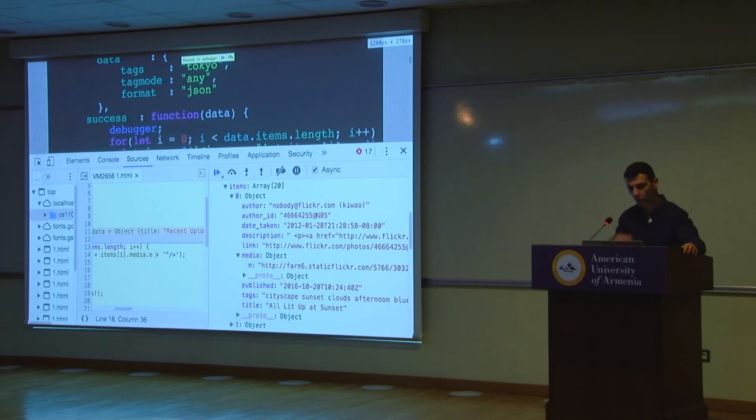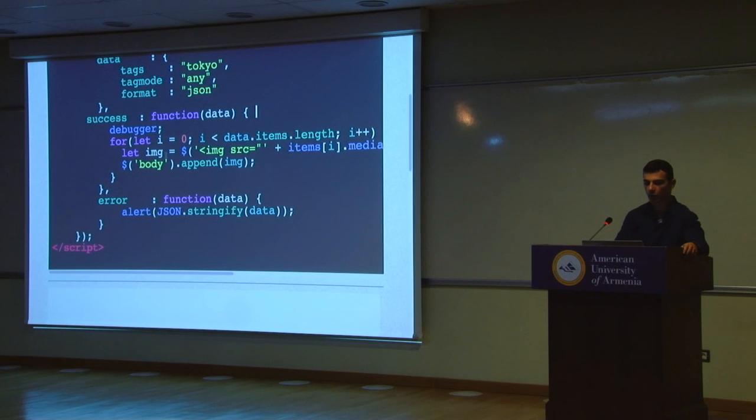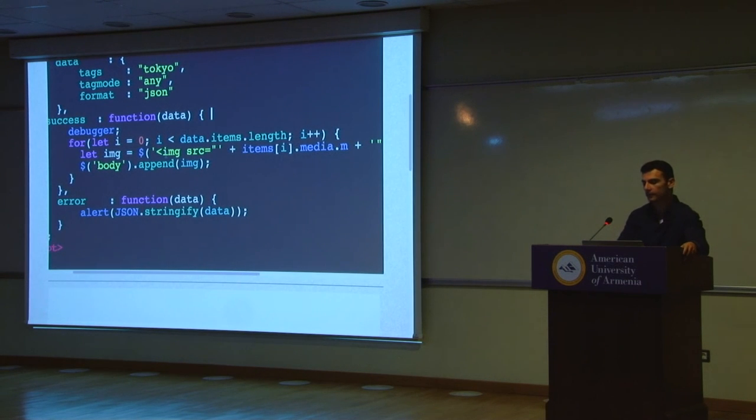Make sense? Where i, of course, is the index. Make sense? Now here's a question. This does not work. Why? What did I do wrong here? I did items.items[i]. Why isn't it working?